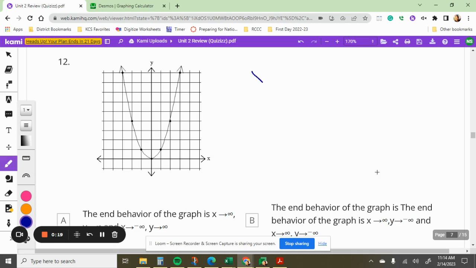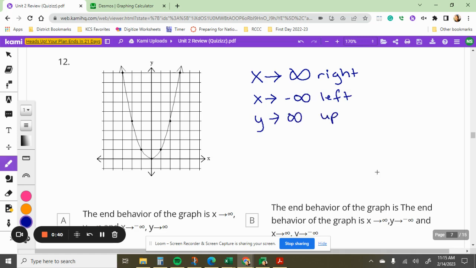A quick reminder, when we say that x approaches infinity, that means as the graph goes to the far right. When we say x approaches negative infinity, that means as the graph gets further and further off to the far left. When we say y approaches infinity, that's when the graph goes further and further up. And when y approaches negative infinity, the graph goes down forever.